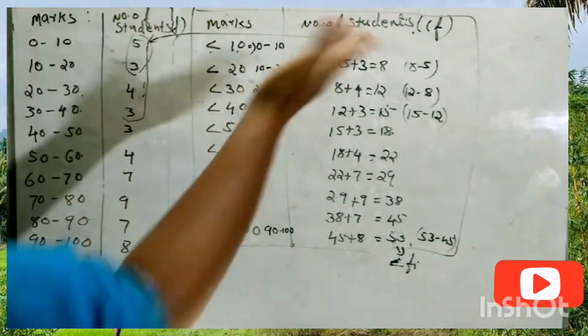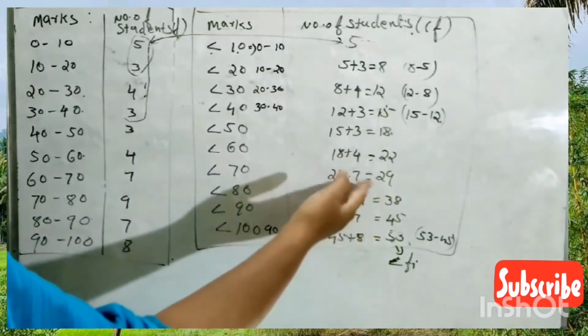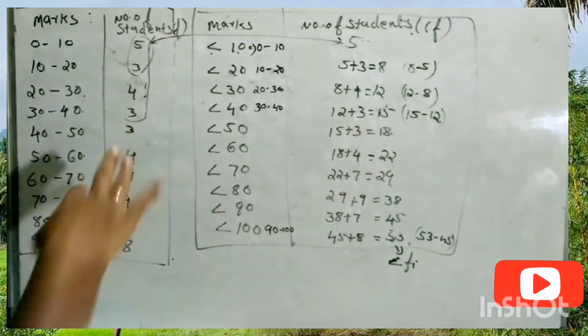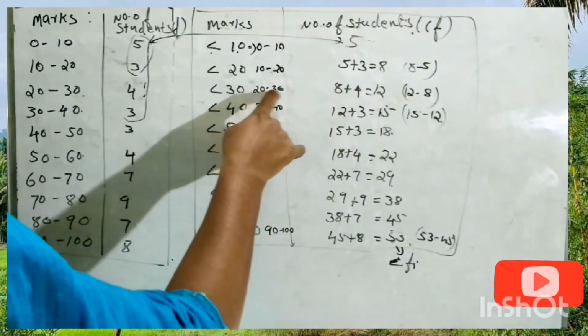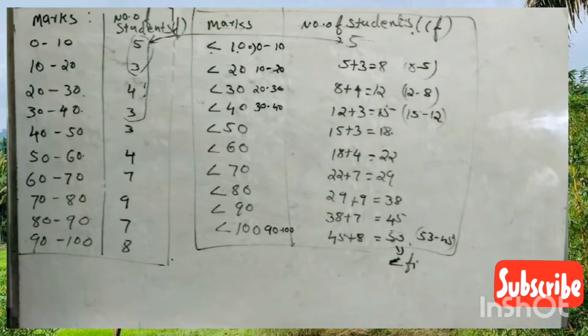Just the opposite. To get the cumulative frequency we were adding, so if you want to get the frequency, just subtract. Opposite process we are doing. 12 minus 8 gives the frequency of 20 to 30. 12 minus 8 we know is 4. Similarly, you can continue till 53 minus 45, which is 8. So we will get the frequency of those classes.